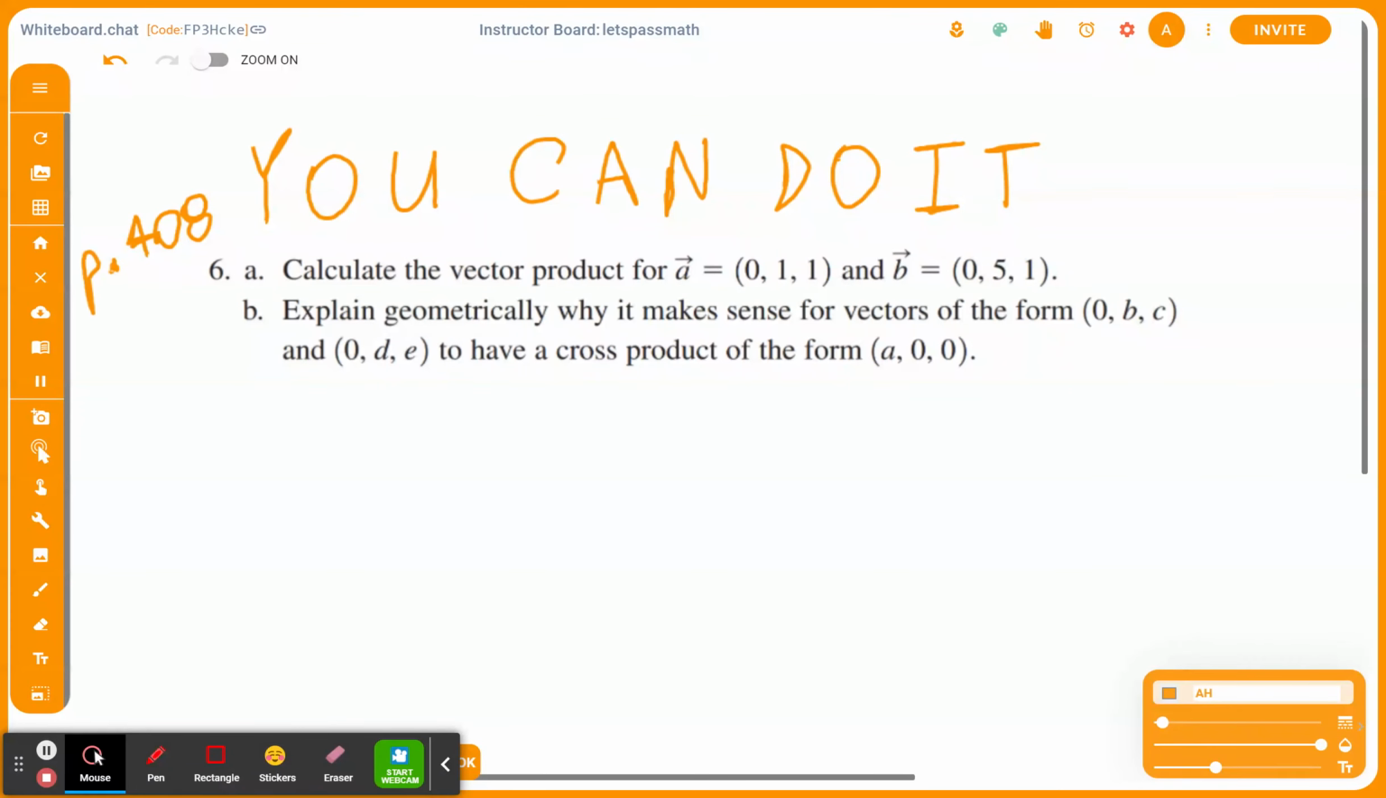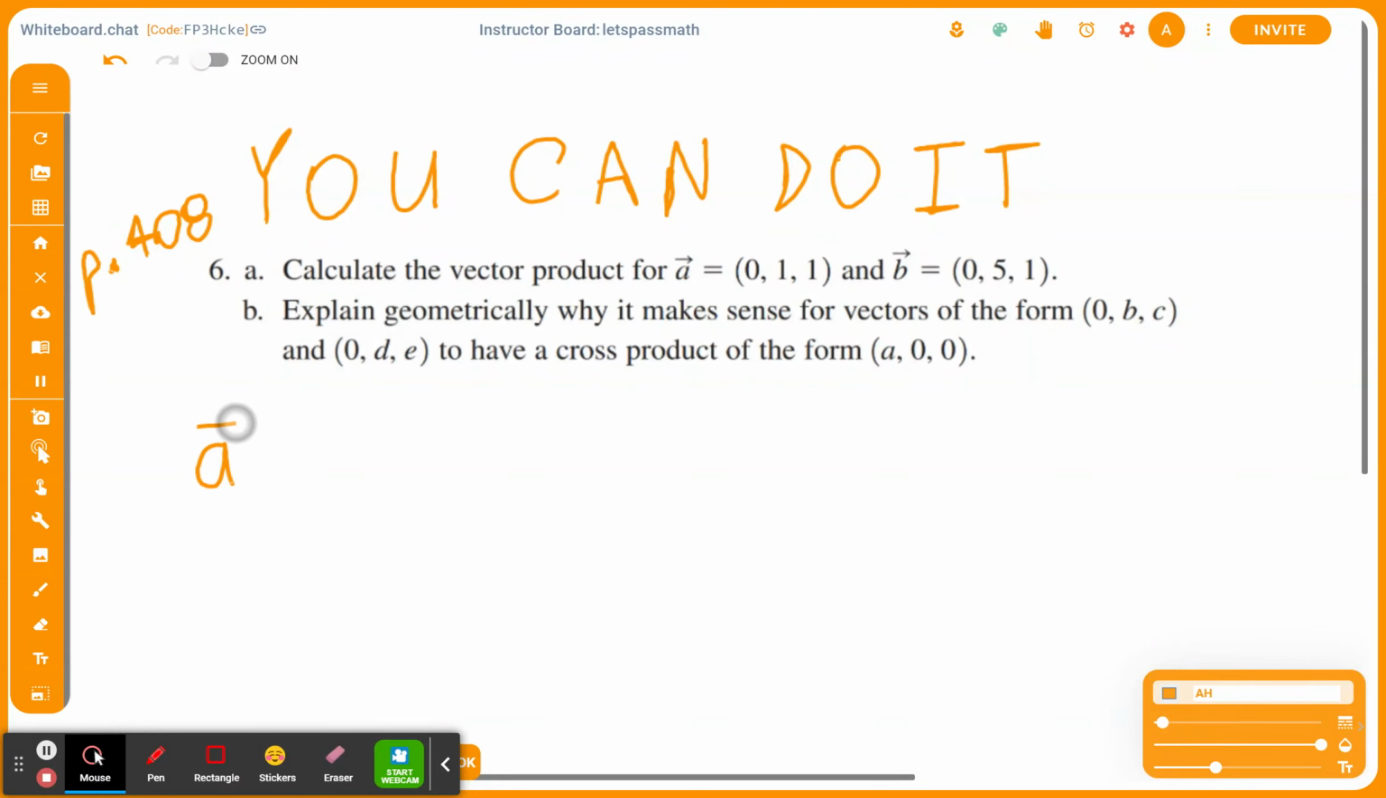Hi, everyone. Let's take a look at number 6 on page 408. Part A, calculate the vector product for vector A, which equals 0, 1, 1, and vector B, which equals 0, 5, 1. Step number 1. Vector product means you have to take the cross product of these two vectors.